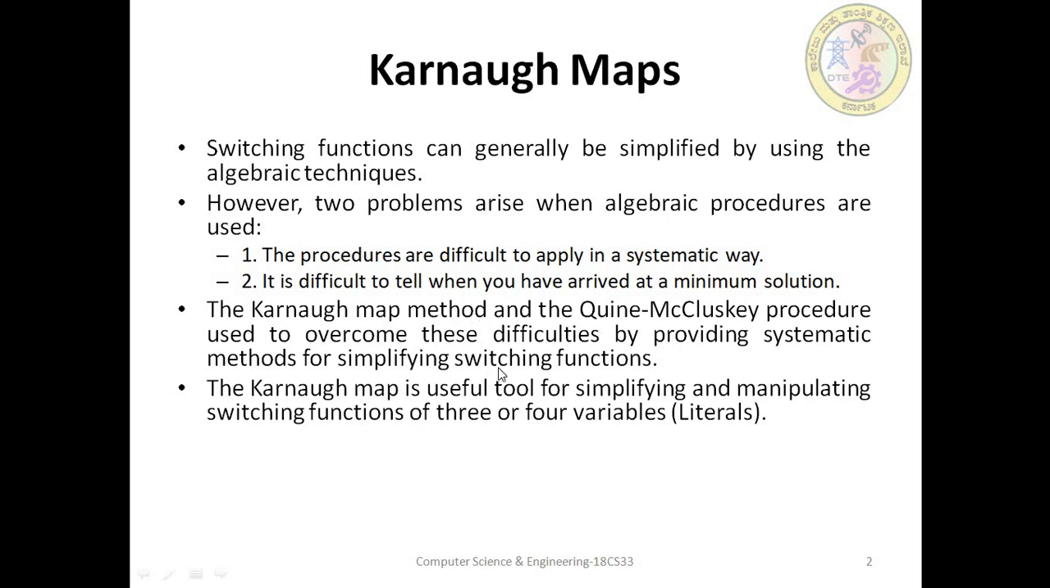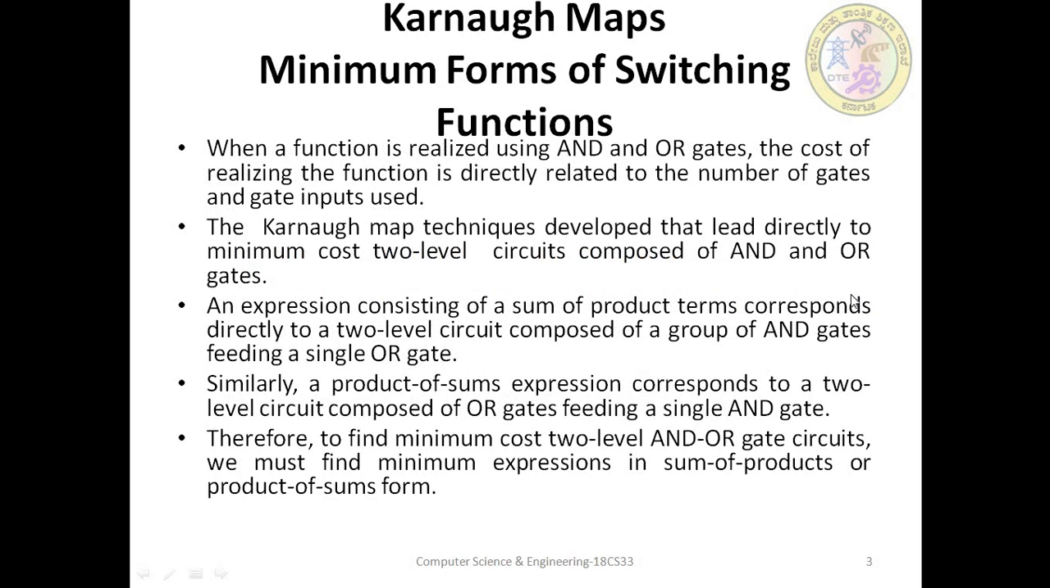The Karnaugh map method or the Quine-McCluskey procedure is used to overcome these difficulties by providing a systematic method for simplifying switching functions. A Karnaugh map is a useful tool for verifying, simplifying, and manipulating switching functions of 3 or 4 variables. That means 3 or 4 inputs. When a function is realized using AND or OR gates, the cost of realizing the function is directly related to the number of gates. That means if we have more inputs, then the cost of implementation will depend on the number of inputs. So if the inputs increase, definitely the cost of implementation also increases.